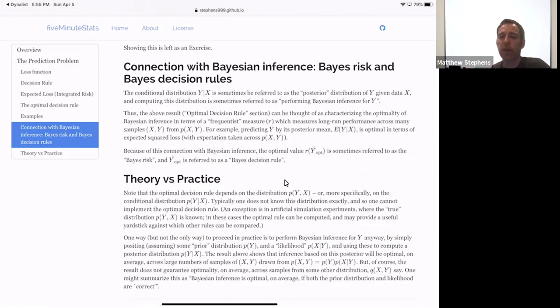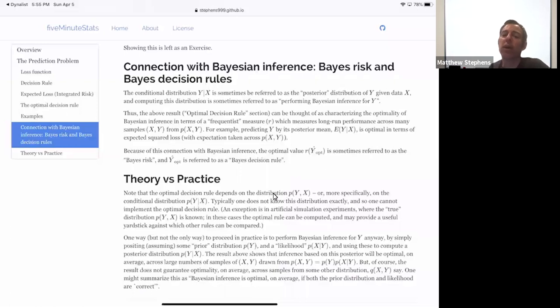Just focus on this idea that this procedure, where we compute the conditional distribution of y given x and then make a decision that minimizes the expected loss given that conditional distribution, is optimal on average if we just draw x and y repeatedly from p of x and y and apply that decision rule. You can't do better on average in terms of the loss.